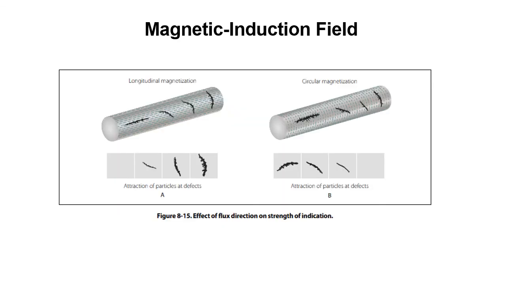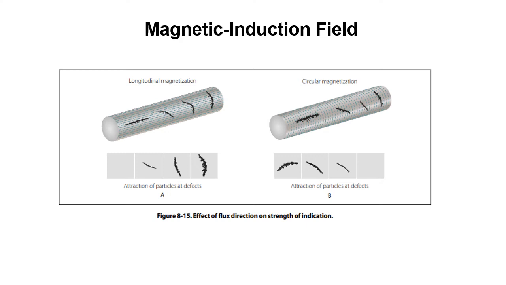To locate a defect in a part, it is essential that the magnetic lines of force pass approximately perpendicular to the defect. It is therefore necessary to induce magnetic flux in more than one direction, since the defects are likely to exist at any angle to the major axis of the part. This requires 2 separate magnetizing operations referred to as circular magnetization and longitudinal magnetization. The effect of the flux direction is illustrated in Figure 8.15.